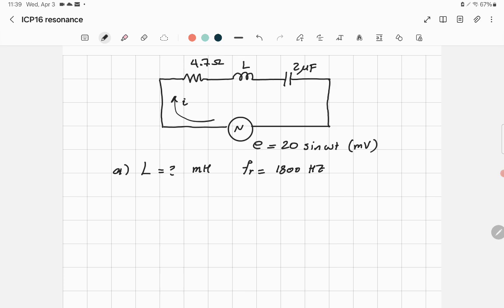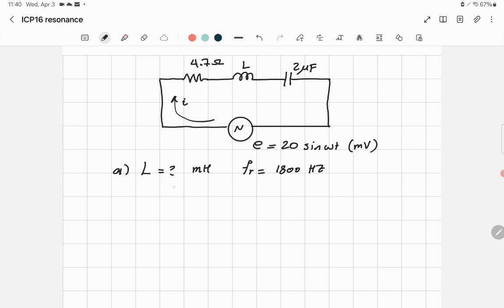So let's first define what is the resonant frequency. What happens at resonant frequency? At resonant frequency, the impedance of the inductor is equal to the impedance of the capacitor, and they will cancel each other, and in the end you will have a resistive circuit. What does it mean by that?